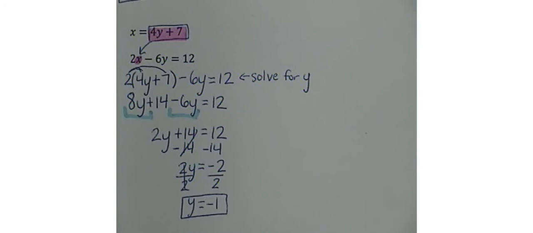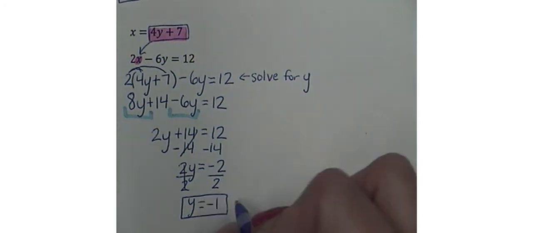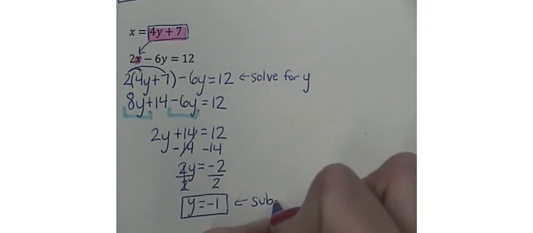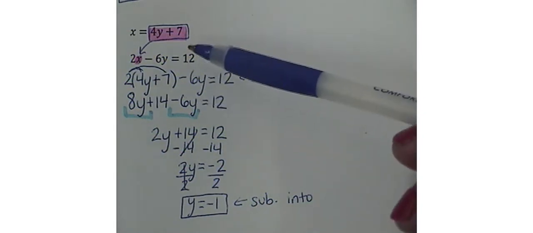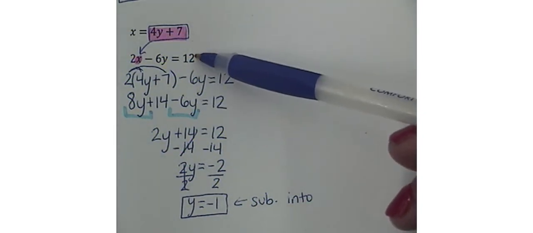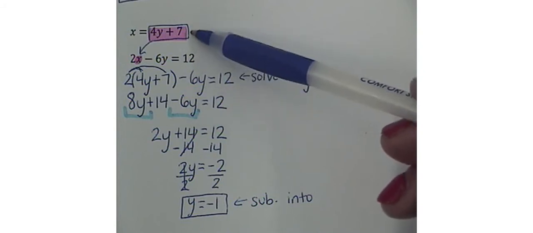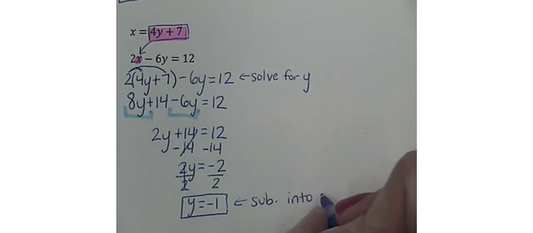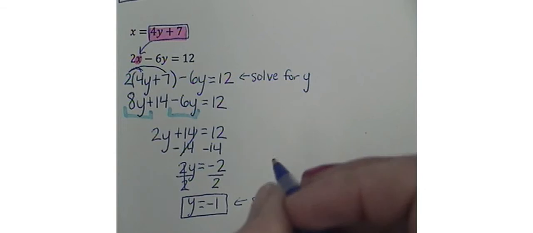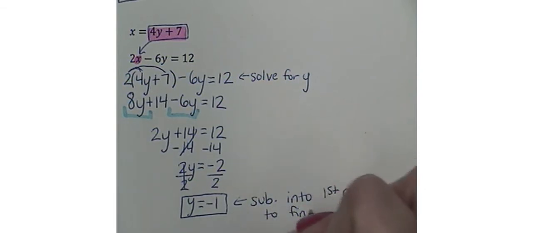So I know what my y is, but I am not done with this problem yet because I still have an unknown variable. I still do not know what my x is. So I'm going to substitute this into either equation. It doesn't matter. You could choose this first equation or you could choose this second equation. I'm going to choose the first because this looks simpler and easier. And I want to find x, and x is already by itself. So substitute into the first equation to find x.